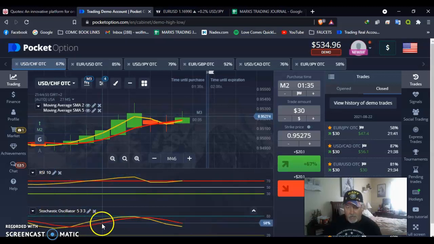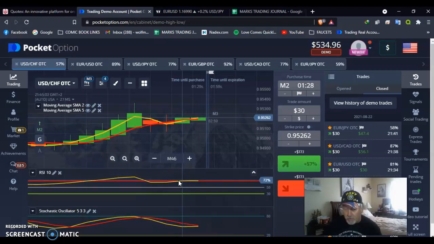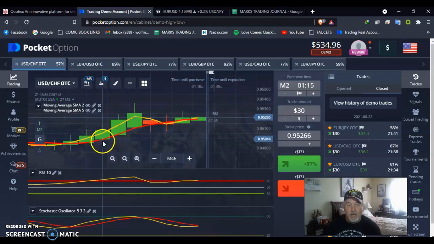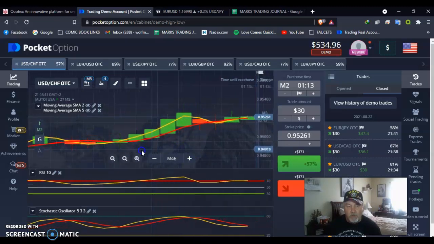And in the stochastic oscillator, I'm using the 5, 3, 3. Now you can color these any way you want, whichever is easier for you. So basically what we look at, and I also use the Heikin Ashi candles. If you go up here to where candles are, you'll see right here, it says Heikin Ashi. Heikin Ashi candles give you a much better, smoother look.